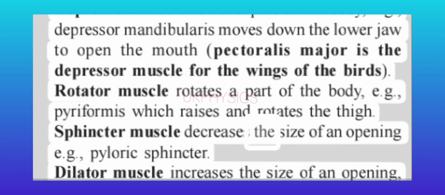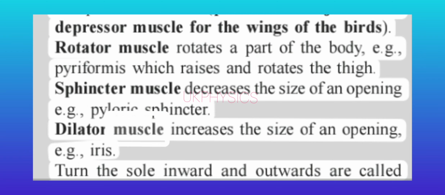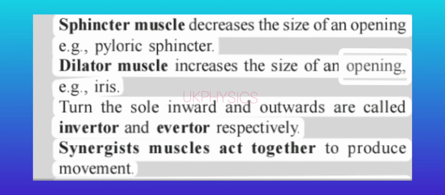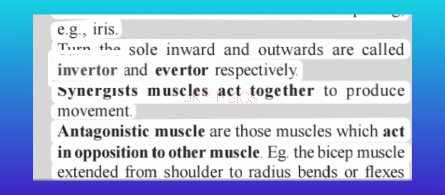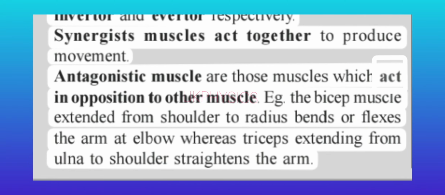Sphincter muscles decrease the size of an opening, e.g., pyloric sphincter. Dilator muscles increase the size of an opening, e.g., iris. Muscles that turn the sole inward and outward are called inverter and evertor respectively. Synergist muscles act together to produce movement. Antagonistic muscles act in opposition to other muscles, e.g., the biceps muscle extending from shoulder to radius bends or flexes the arm at the elbow, whereas the triceps extending from ulna to shoulder straightens the arm.